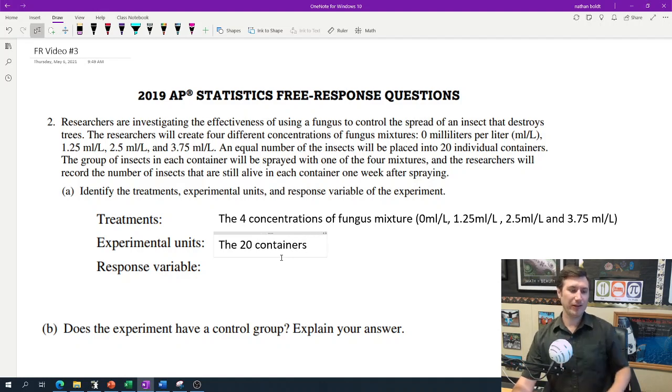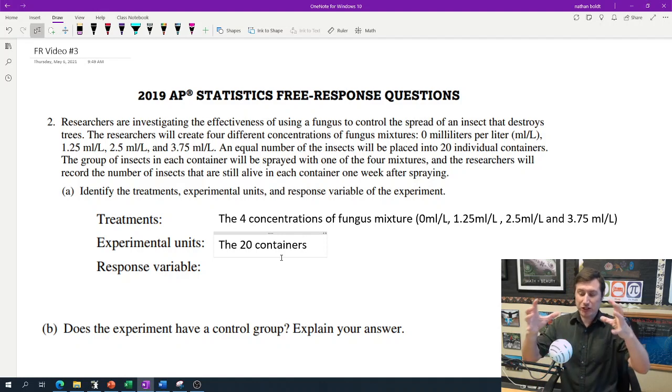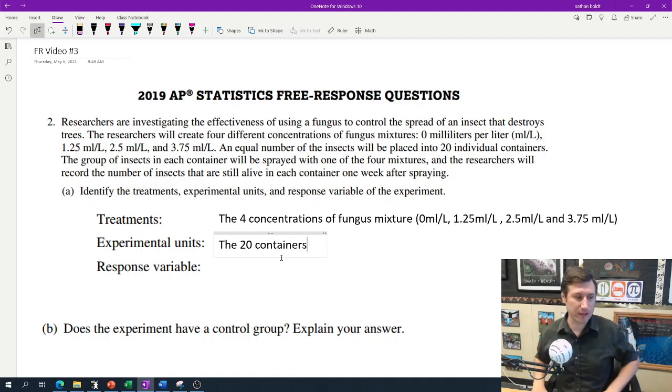All right. The containers are our experimental units because we're holding up each container and then randomly assigning a treatment to it. Each container is assigned treatment. So yeah, the experimental units, what are you assigning treatment to? Not just necessarily who you're spraying.